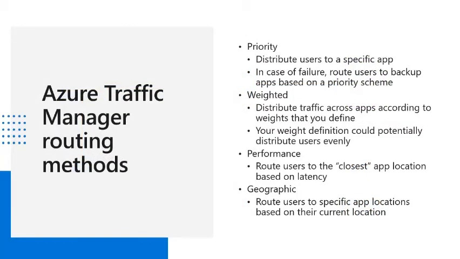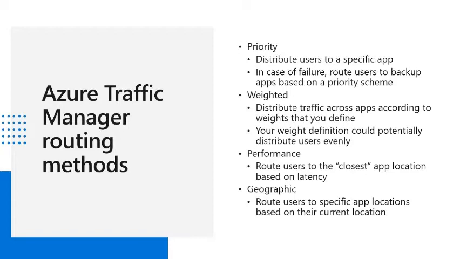So what are the Azure Traffic Manager routing methods? There are four: priority, weighted, performance, and geographic. Priority: use a primary app for all traffic and provide backups in case primary or backup apps are unavailable. So you have a priority app and it redirects the traffic and provides backup if the primary app is unavailable.